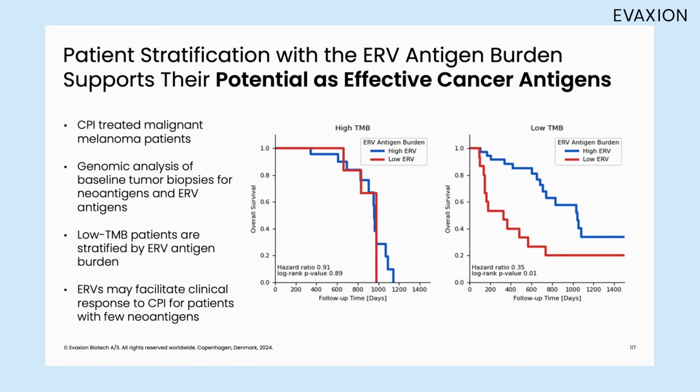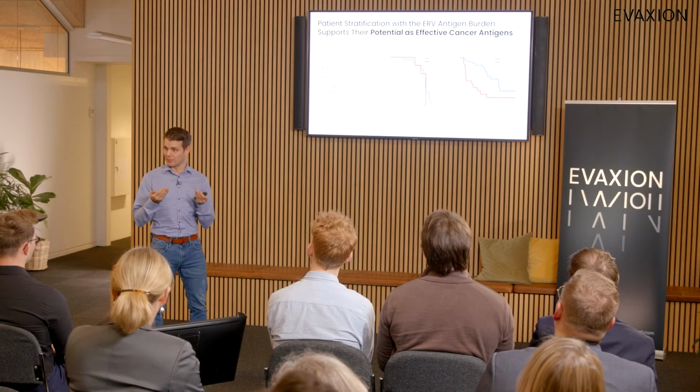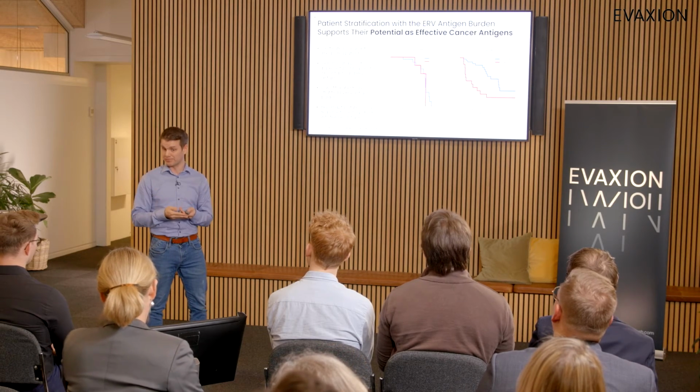However, on the contrary, if you focus on the plot to the right, you can see the group of patients with few neoantigens. And if you then again split these patients into two groups based on the number of ERV-antigens, you can basically see that those patients that have a lot of ERV-antigens being expressed in their tumor survive longer after checkpoint inhibitor therapy compared to those with very few ERVs being expressed. So this supports that ERVs could be a complementary source of antigens that could help the T cells to fight the cancer when there are very few quality neoantigens present in the tumor.